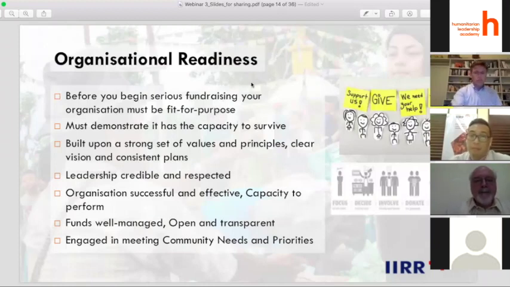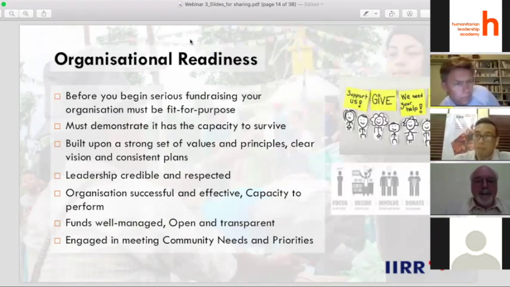Having a strong set of values and principles that you stick to, having credible leadership, having had a successful number of projects at the community level, implemented, benefiting the community. These are all a part of building your credibility for when you try to raise funds at a local level and even beyond the community itself.